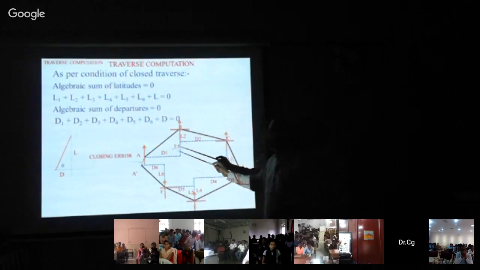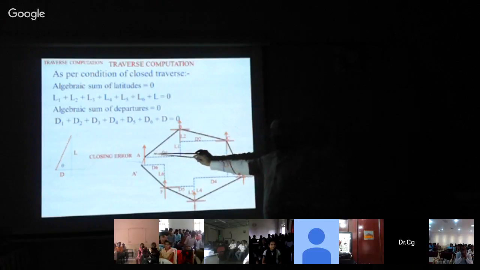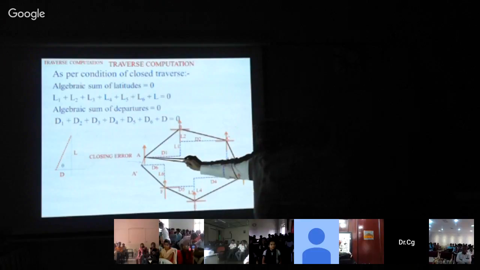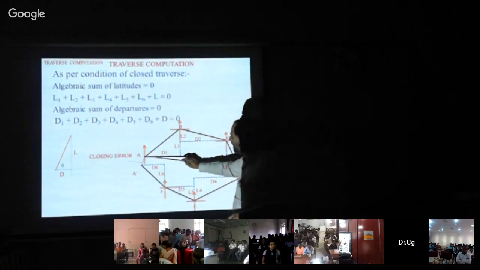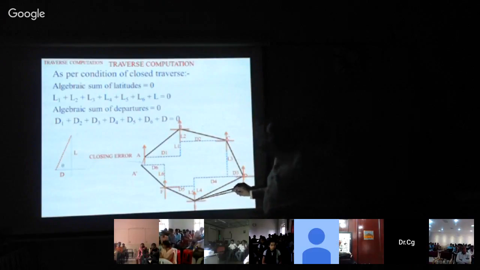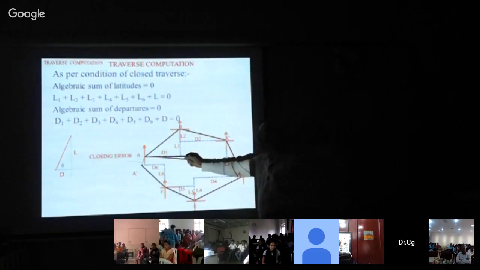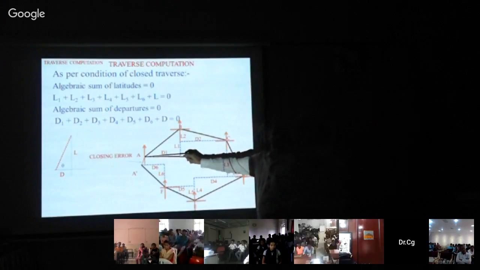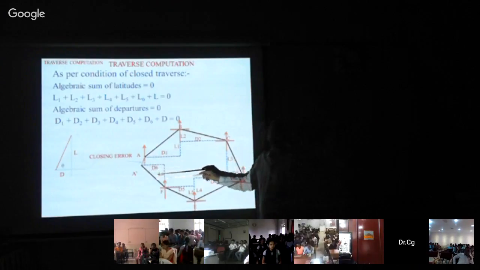Now this is one closed traverse. The same thing we have done here, and we have already discussed it. We have started the survey work from A. Survey work proceeds AB, BC, CD, DE, EF, and it should be FA. But unfortunately, the last point is not joining with the starting point. Then the problem starts. Now we have to adjust this.